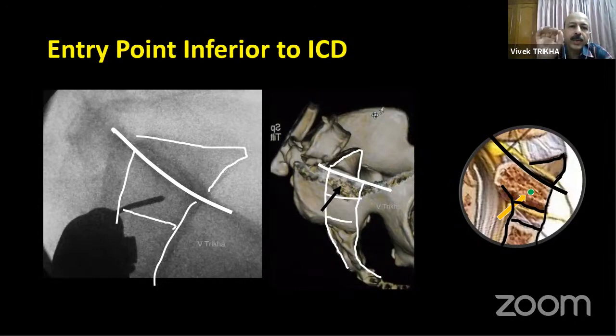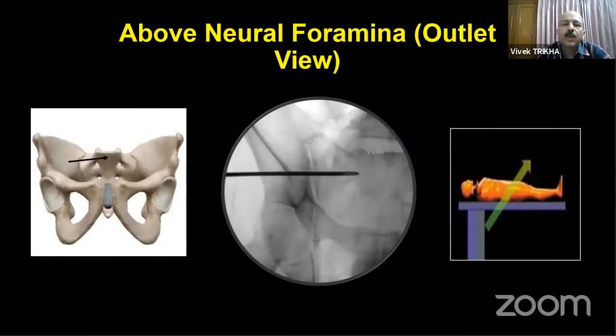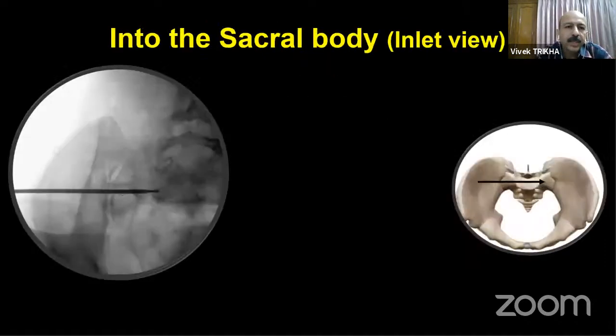So you see that your screw entry point has to be below the ICD in the center, preferably slightly on the more posterior aspect going into the anterior part. Once you are able to ensure that in a lateral view, then you go in for an outlet view and try to see that you are going above the S1 neural foramina. That's the foramina, and the drill is going like an eyebrow to the eye of the neural foramina.